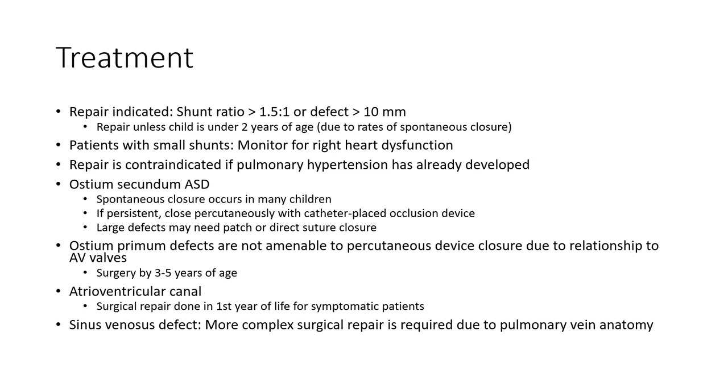Treatment. Repair is indicated with a shunt ratio of more than 1.5 to 1 or defects more than 10 mm. Patients with a small shunt are monitored for right heart dysfunction. Repair is contraindicated if pulmonary hypertension has already developed.